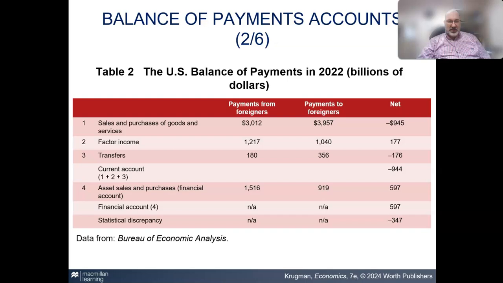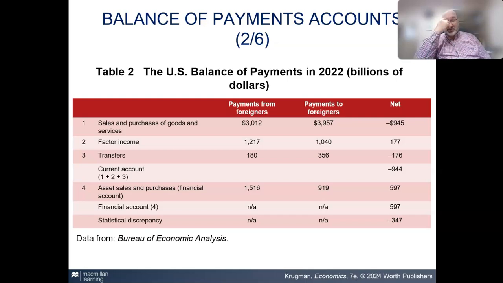Transfers, these are just transfer payments. Basically, think of net welfare payments. Payments from foreigners, 180 billion. Payments to foreigners, 356 billion. So net negative 176 billion. Current account, which is 1 plus 2 plus 3, was negative 944 billion.